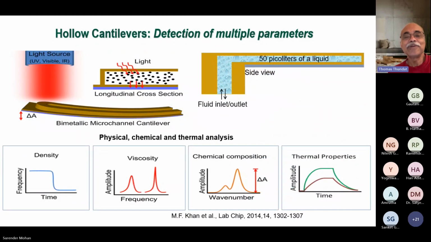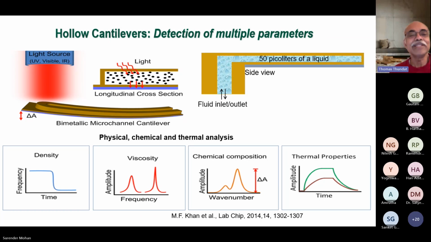So here shows what else you can do with it. You have this cantilever with a microfluidic channel on the top of it. Now you can resonate this device and look at the change in frequency with and without liquid. You can get the density of the liquid since the volume is fixed. You can also look at the Q factor, I mean, the full width at half maximum of the resonance amplitude, and that will give you the viscosity of the material.